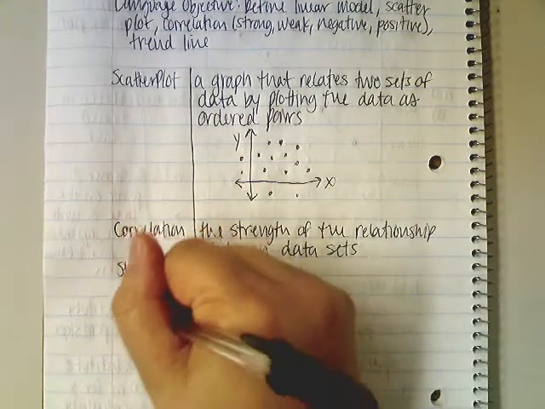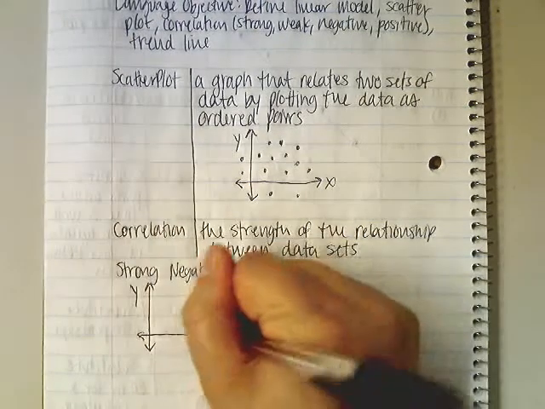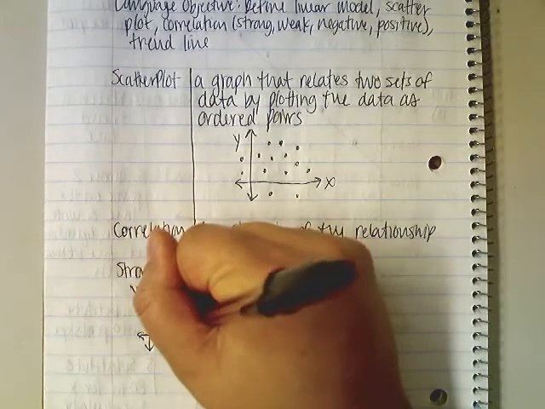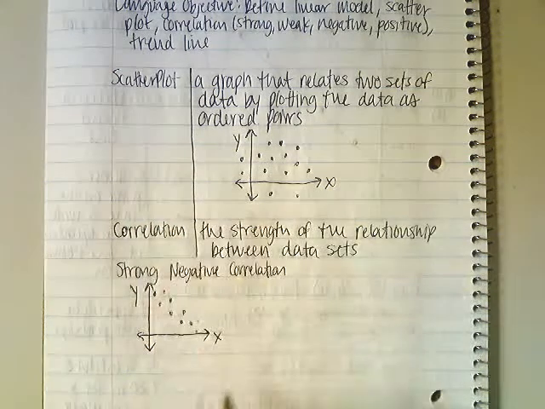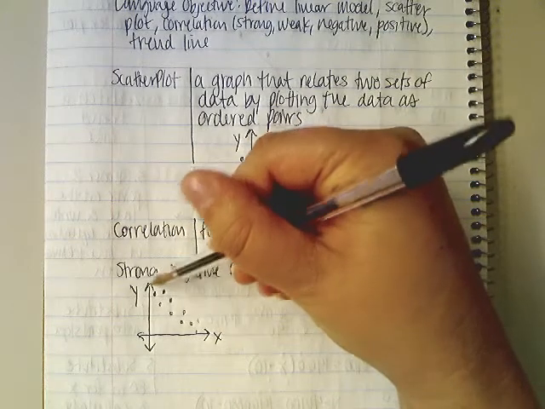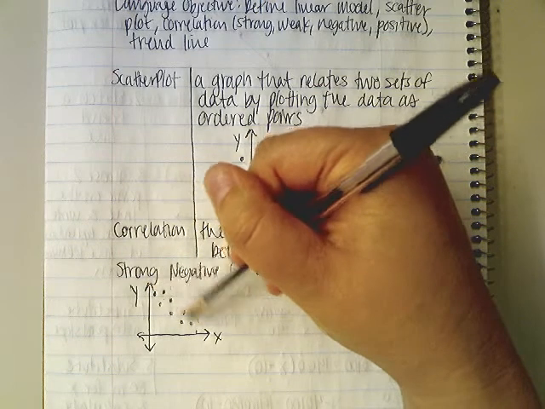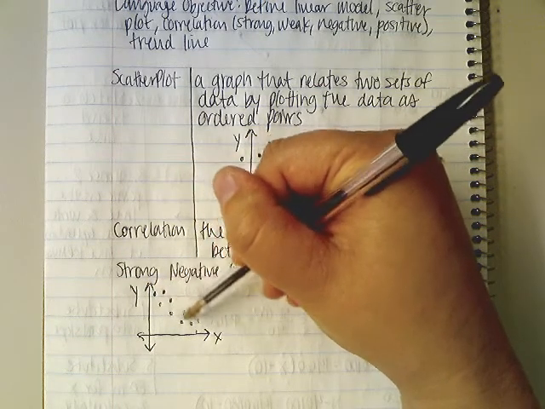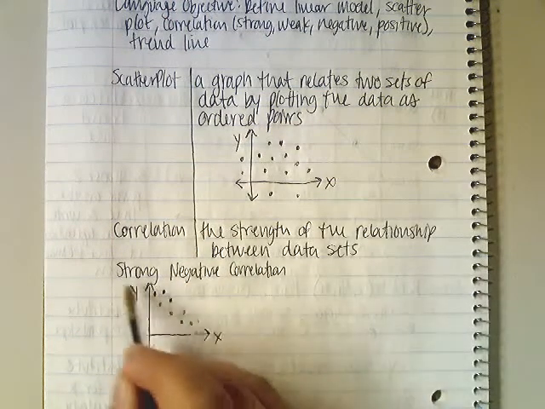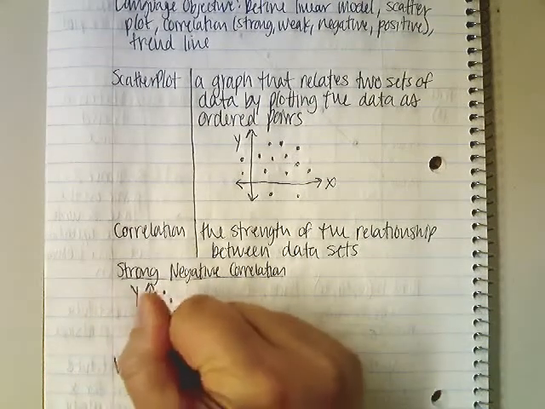So the first one, we have our XY plane, this is our y-axis, our x-axis. A strong negative correlation means that the points are going in the negative direction, so they're going down as x gets larger. And they're pretty closely along an imaginary trend line that is going in the negative direction. So since all these points are pretty close together following along this imaginary trend line going downwards, this would be a strong negative correlation.